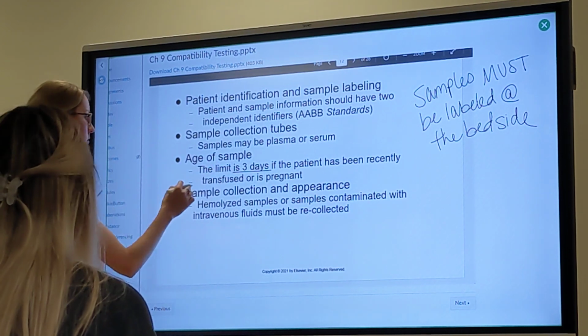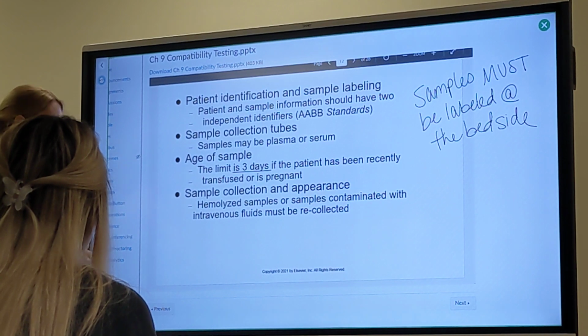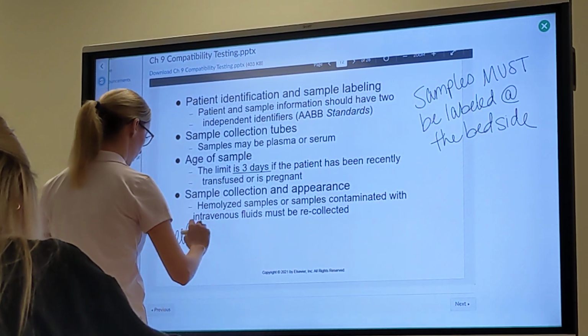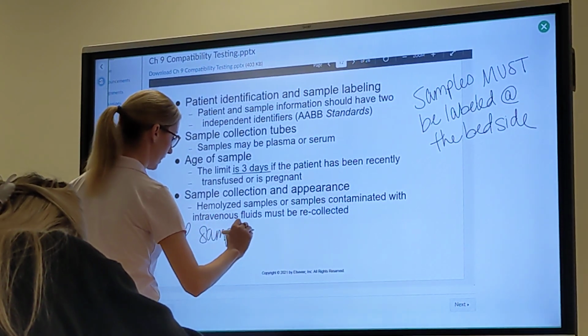So the sample can be used for a cross match for 3 days, but it has to be kept in the blood bank for 7 days. At least 7 days.